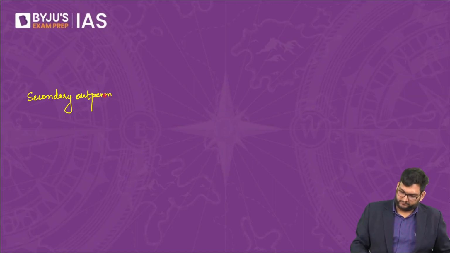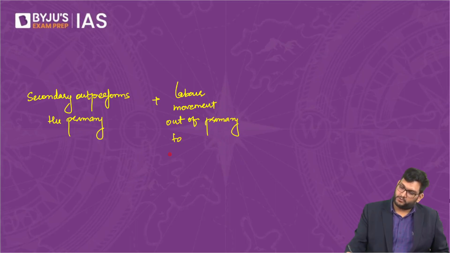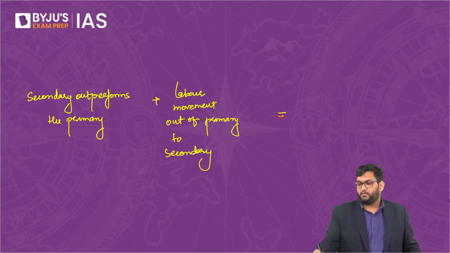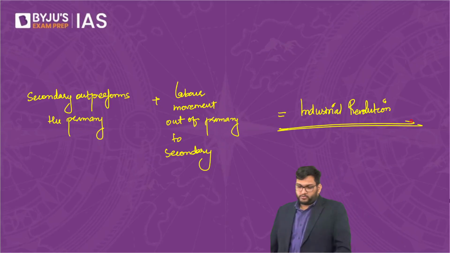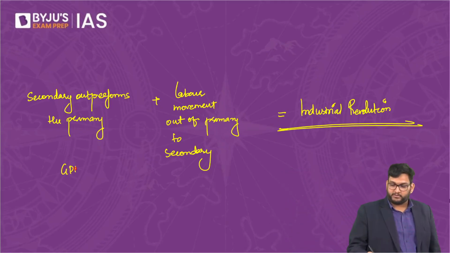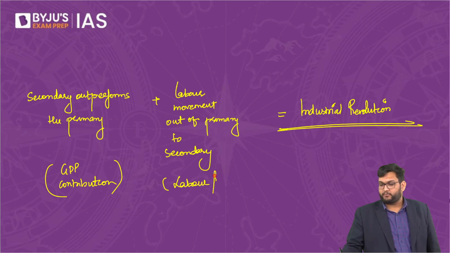So what we believe is that when secondary outperforms the primary, plus labor movement out of primary to secondary, is equal to industrial revolution. So industrial revolution is both about GDP contribution, but is also about labor force participation.